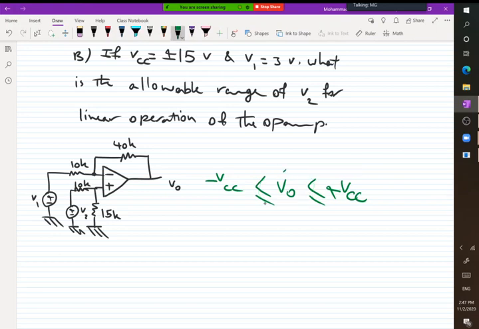What if the VO is greater than VCC? It's not possible. As soon as the VO reaches VCC, the system will be saturated and VO will be VCC. So it doesn't go beyond VCC, or negative VCC. Okay, first let's solve part A, which is finding the relationship.